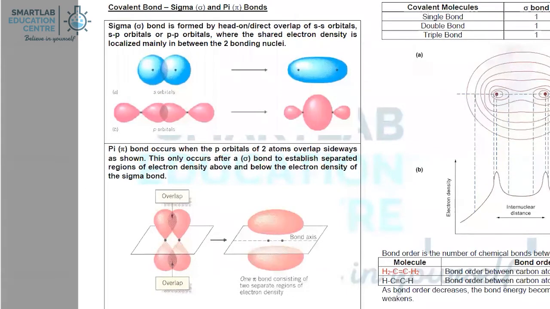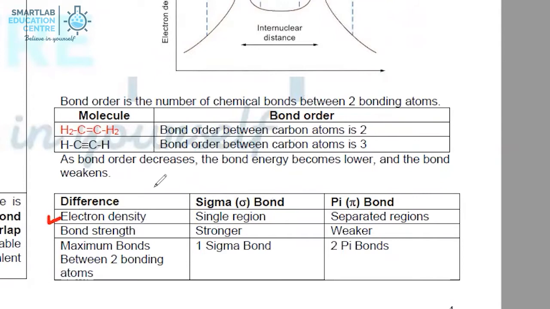In terms of the difference between sigma and pi bond, firstly, for electron density, a sigma bond has a single region, as observed here. But for a pi bond, there are two separated regions. Hence, the sigma bond tends to be stronger because it's a single region and the shared pair of electrons is closer to the nuclei. Generally, a pi bond is weaker.